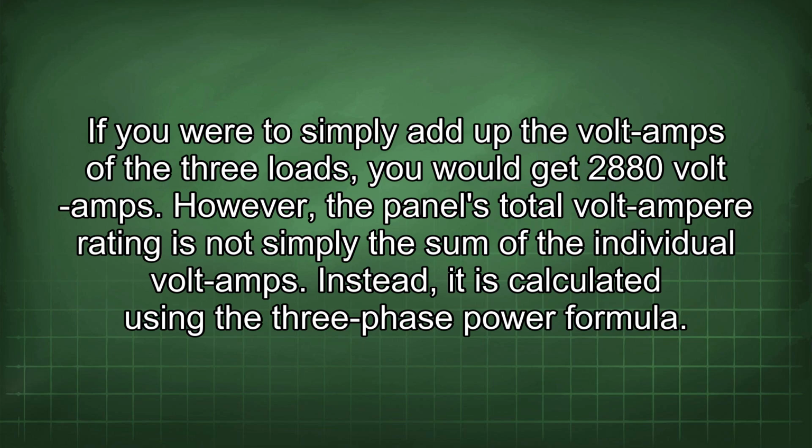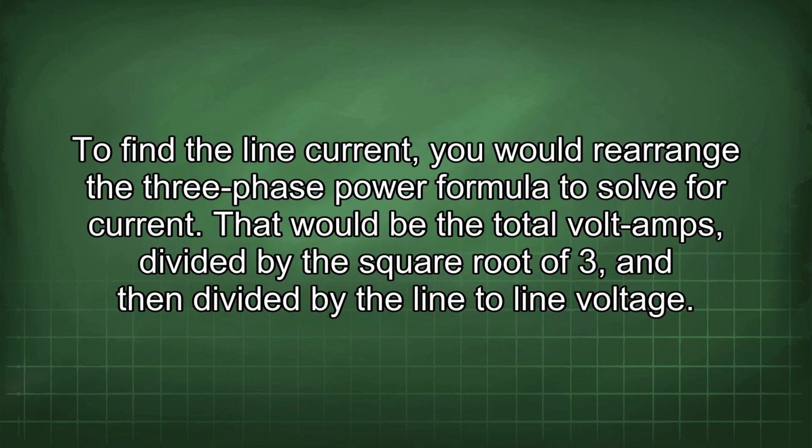However, the panel's total volt-ampere rating is not simply the sum of the individual volt-amps. Instead, it is calculated using the three-phase power formula. To find the line current, you would rearrange the three-phase power formula to solve for current. That would be the total volt-amps divided by the square root of 3 and then divided by the line-to-line voltage.